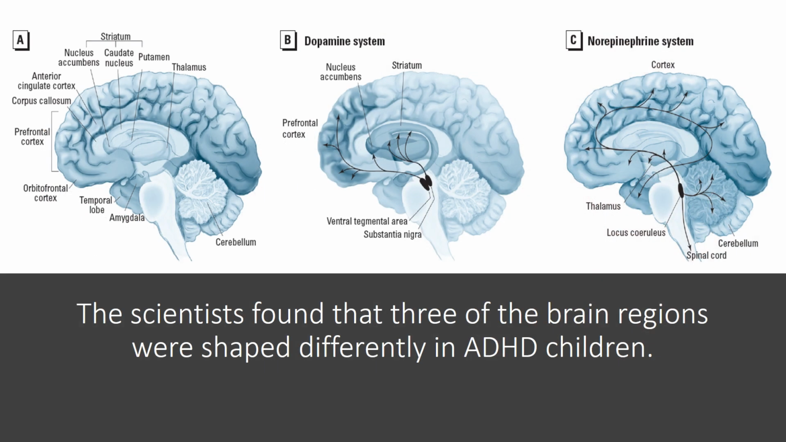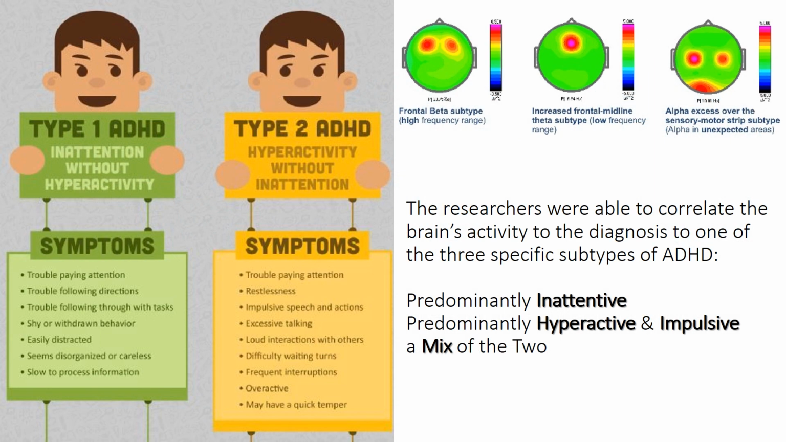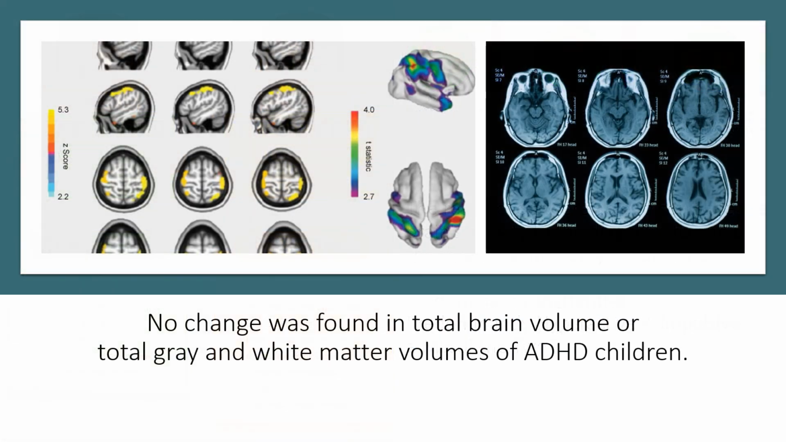The scientists found that 3 of the brain regions were shaped differently in ADHD children. The researchers were able to correlate the brain's activity to the diagnosis to one of the 3 specific subtypes of ADHD: predominantly inattentive, predominantly hyperactive and impulsive, or a mix of the 2. No change was found in total brain volume or total gray and white matter volumes of ADHD children.